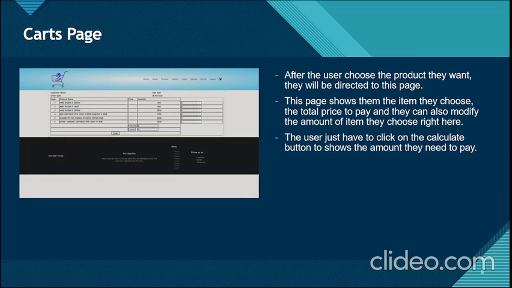Next is the carts page. So after the user chooses the product they want, they will be directed to this page. This page shows them the item that they chose, the total price to pay, and they can also modify the amount of item they choose right here. The user just has to click on the calculate button to show the amount they need to pay. The calculate button is located right here, and it calculates the total price of each item selected, and then the user has to enter the amount they need to pay and then submit.